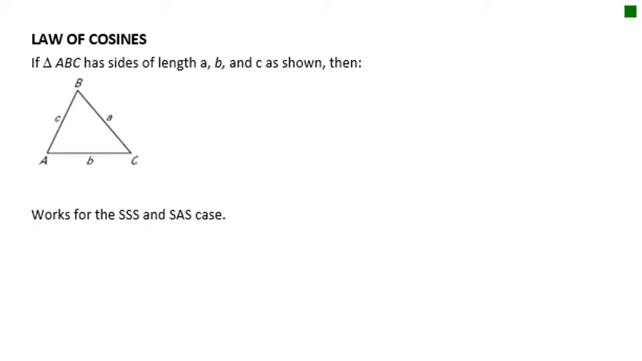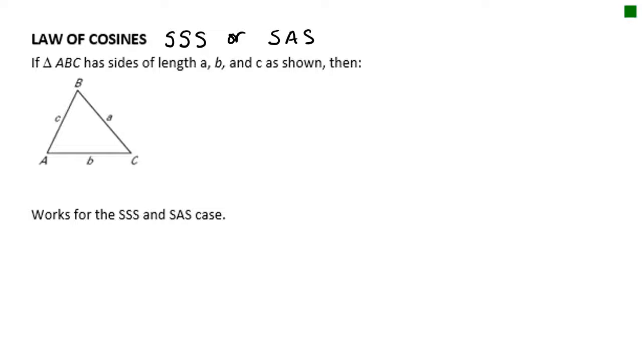Alright, so this is on the law of cosines. You use the law of cosines to find the length of any triangle side or angle of any triangle when you know either all three sides or two sides and the included angle. So this is for side, side, side, or side, angle, side.